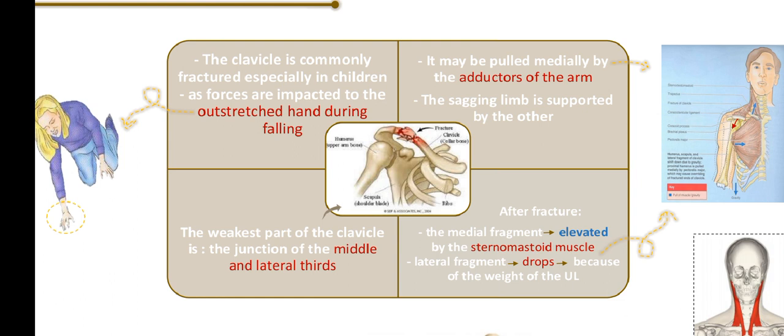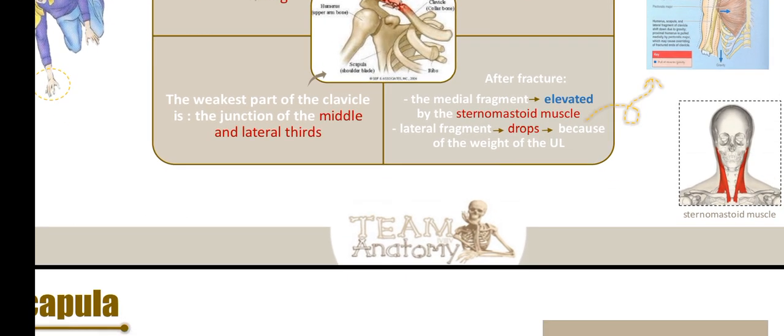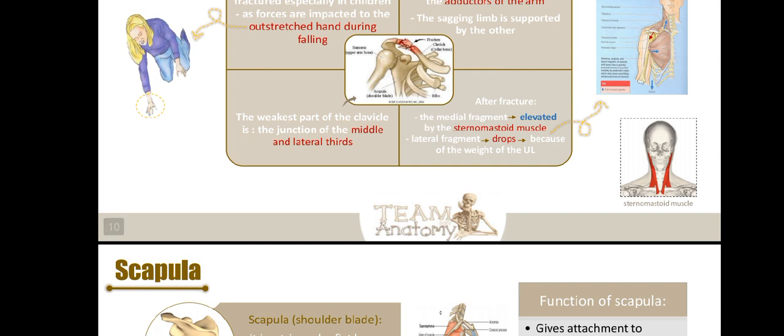It may be pulled medially when it is fractured. It is pulled medially by the adductors of the arm. That means it sags towards your chest. Medially is towards, laterally is away. I'll make a video on anatomical positions. Okay, so let's go. The weakest part of the clavicle is the junction, the junction of the medial two thirds and the lateral one third.